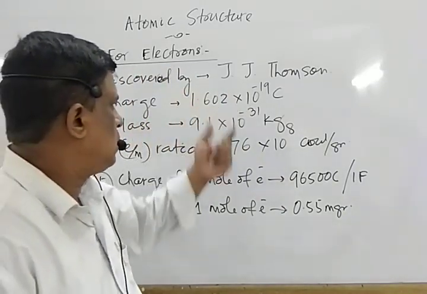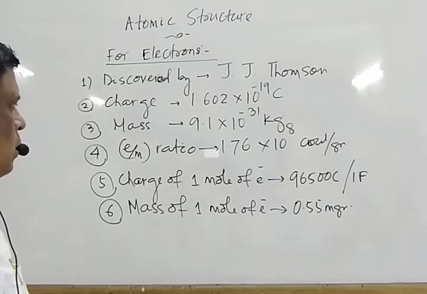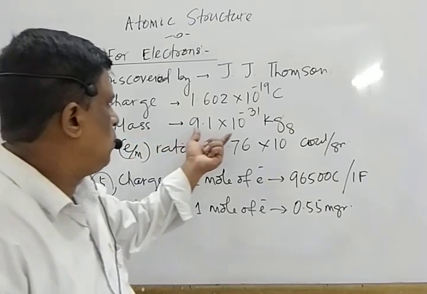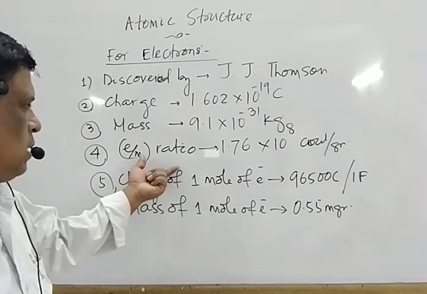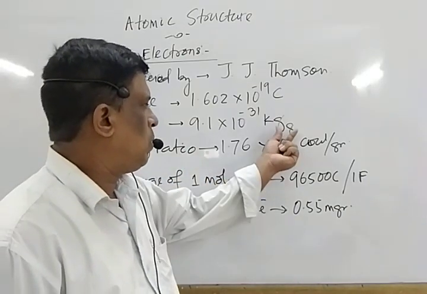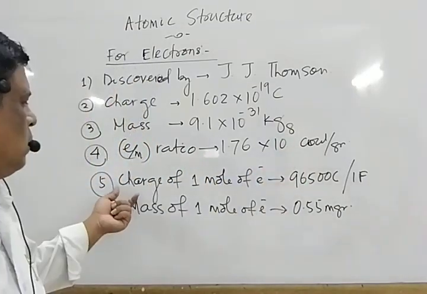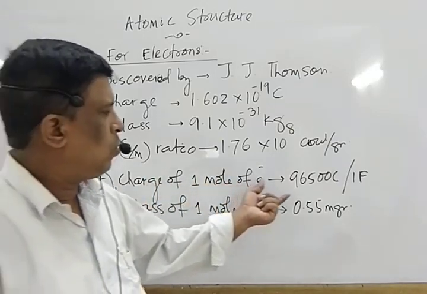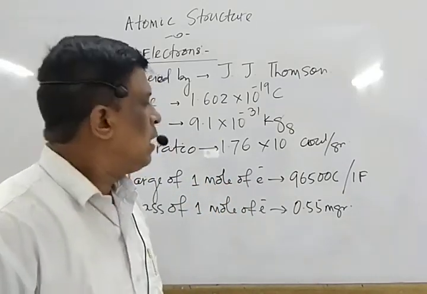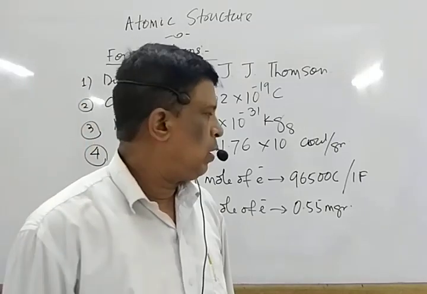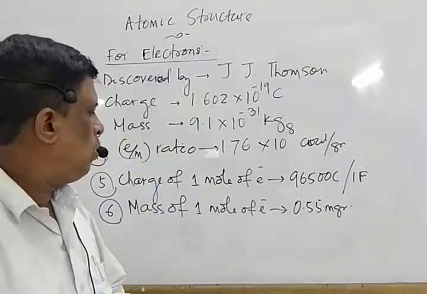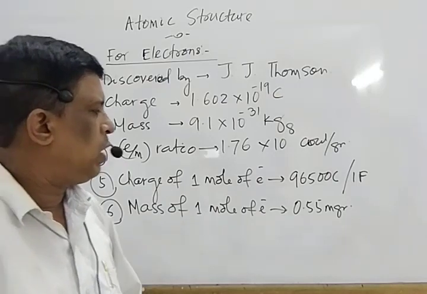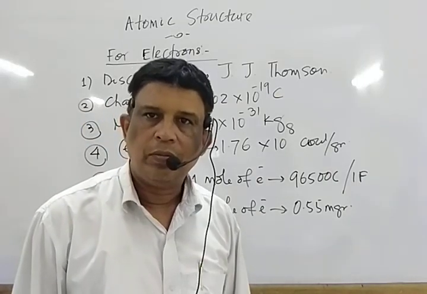Charge 1.6 into 10 to the power minus 19 coulomb. Mass 9.1 into 10 to the power minus 31 kg. Charge by mass ratio 1.76 into 10 to the power 8 coulomb per gram. Then the charge of 1 mole of electron is equal to 96500 coulomb, equivalent to 1 Faraday. Last one is the mass of 1 mole of electron, nearly equal to 0.55 milligram.